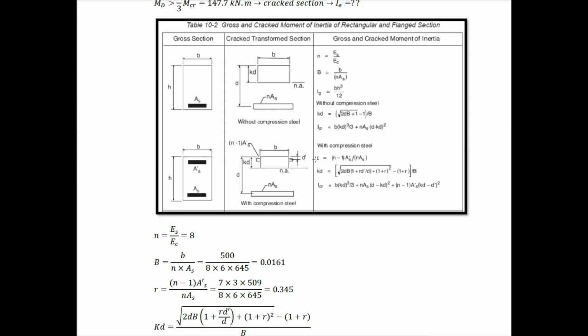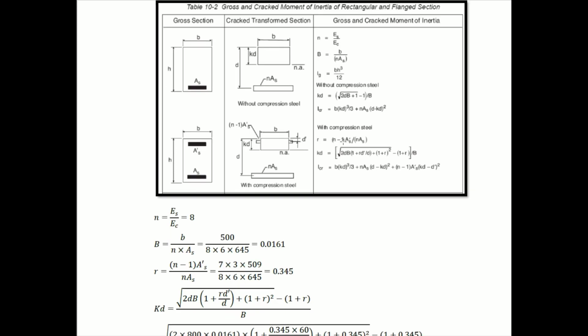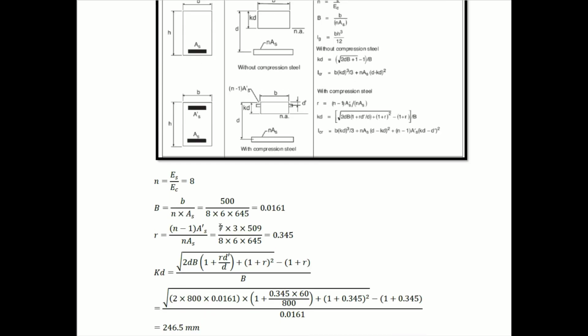Then we have to determine another factor, which is R small. It's N minus 1 AS prime over NAS. N minus 1 is 7, since N is 8. AS prime is the area of compression steel. We have 3 rebars, each has an area of 509, divided by NAS. N is 8, and AS, the total AS, we have 6 29 millimeter rebars. So 6 times 645. The final answer is equal to 0.345.